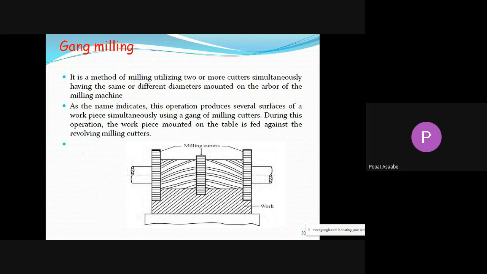Then gang milling. What is meant by gang milling? Gang milling is when we use two or more cutters simultaneously on the same arbor. That time it is called gang milling, and most of the operations can be performed simultaneously with the help of gang milling. See here, we are using three milling cutters: 1, 2, and 3.